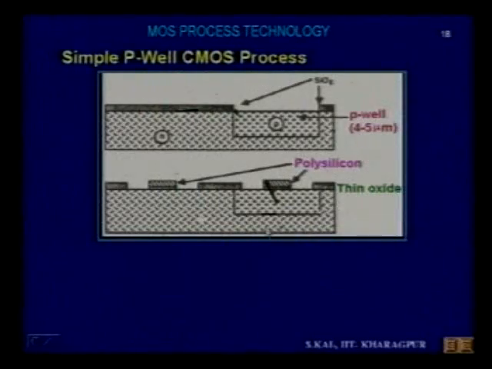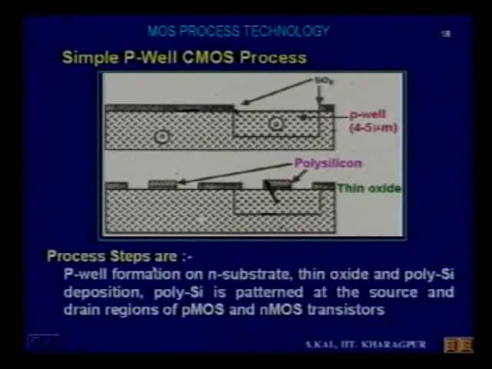Now the thin oxides are there. So here the process steps are briefly written. POL formation on the N substrate. This is the POL formation. Thin oxide and polysilicon deposition, just like the single NMOS process. Polysilicon is patterned at the source and drain regions of the PMOS and NMOS transistors. Here the polysilicon has been patterned.